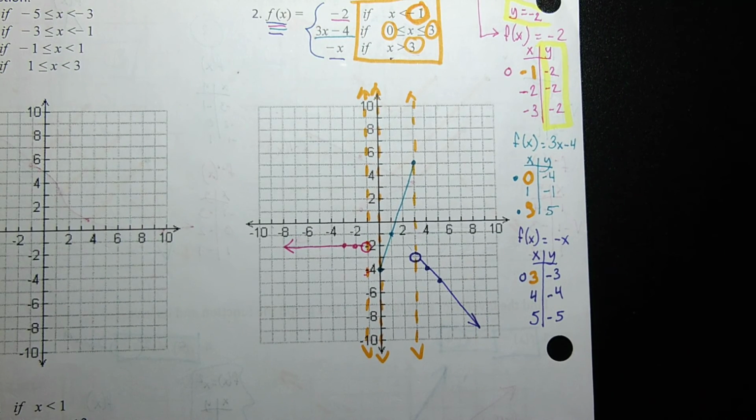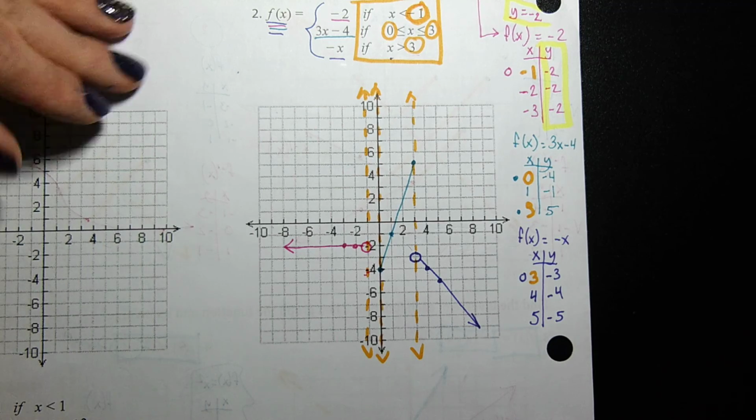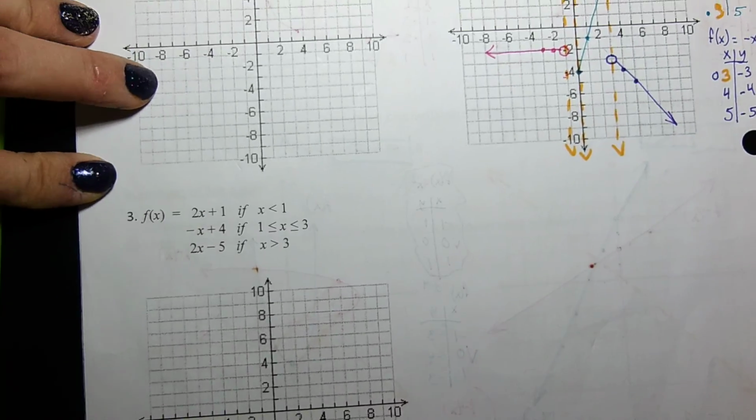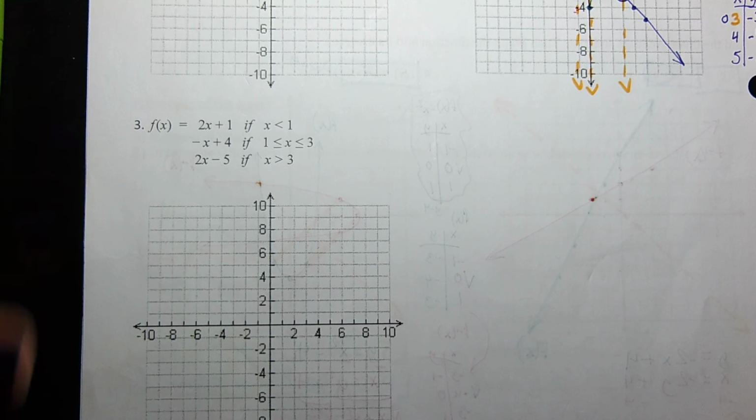Folks, any questions on how we got the bound lines, how we made the tables, or how we did the graph? All right, then, I want you to try number 3 and get as far as you can in 5 minutes. 5 minutes on the clock.